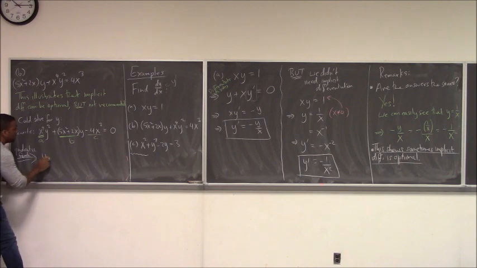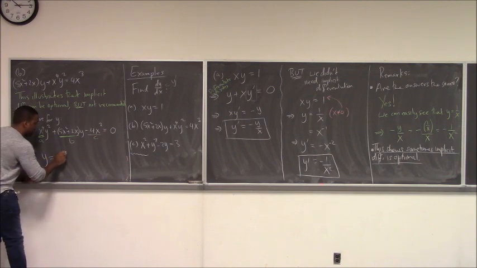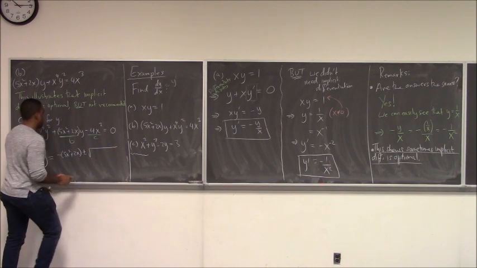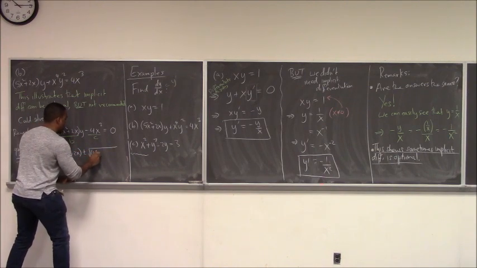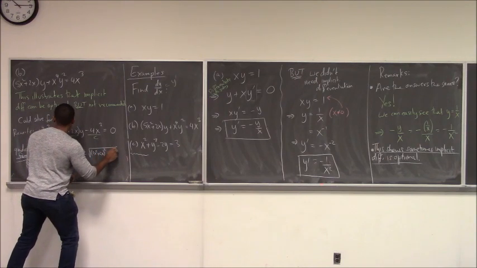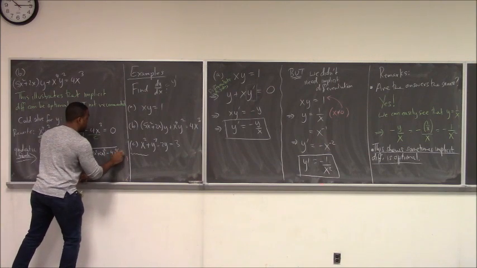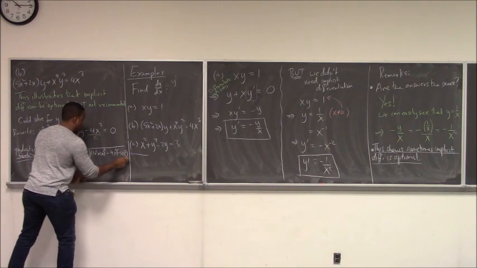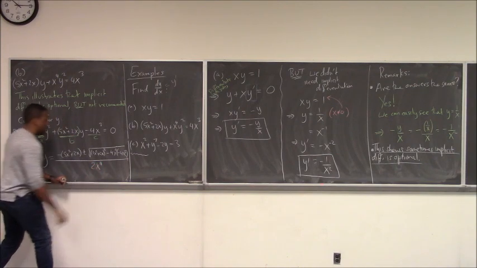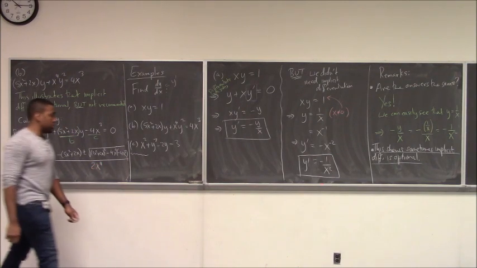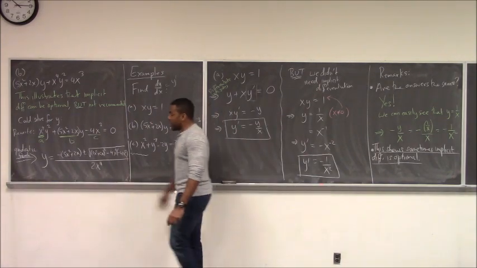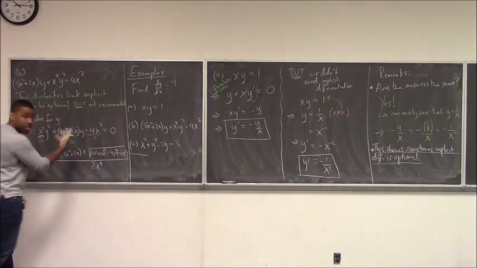So my y would be equal to minus B plus or minus the square root of B squared minus 4 times A times C, all over 2A. Right? So you could actually solve for y explicitly in terms of x here. It's not a question. And now you can actually find the derivative of this in order to find y prime.